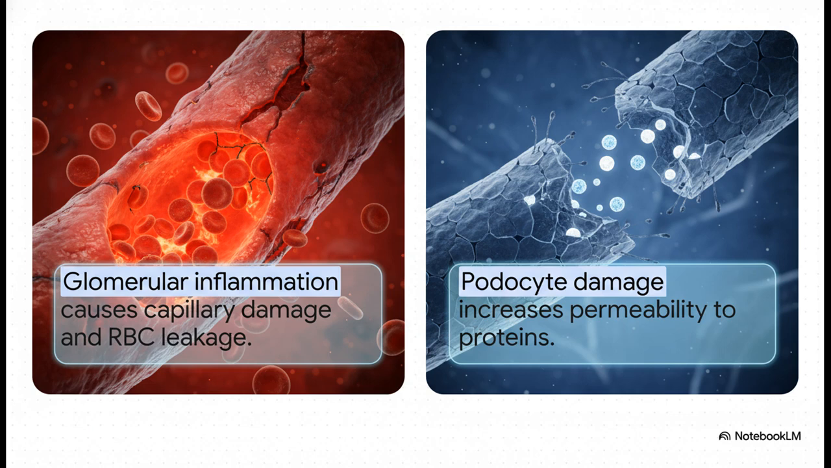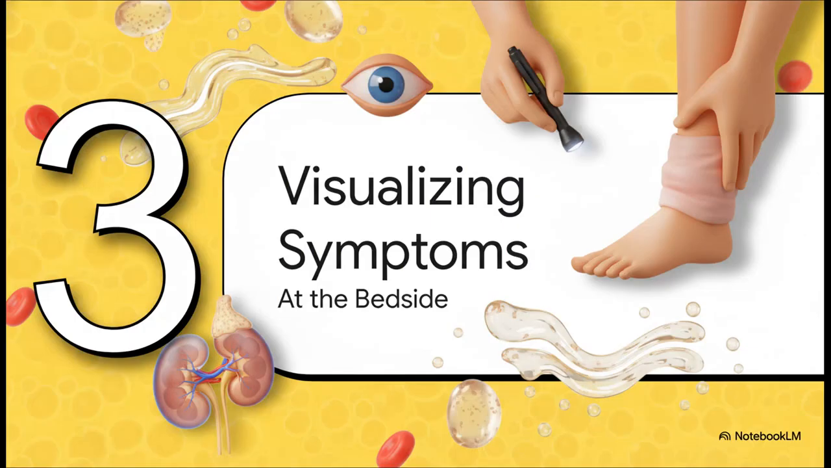But look over at the nephrotic side. The primary issue here is podocyte damage. Podocytes are those little foot processes that act as a strict barrier. When they get damaged, glomerular permeability to proteins completely shoots up. It's not a violent inflammatory tear, it's a quiet structural failure of the protein barrier. All right, let's zoom back out to human size.